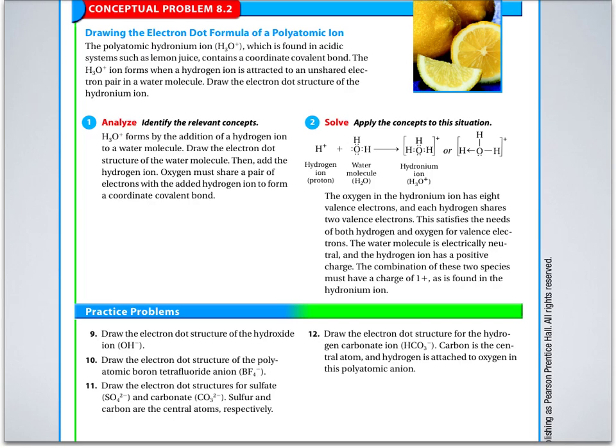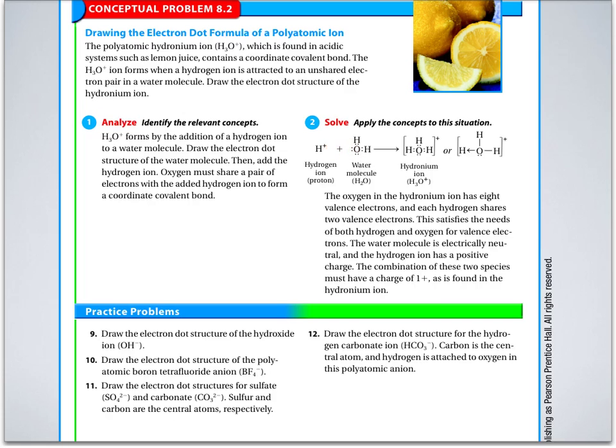All right, so let's take a look at the example problem. They've got H3O plus. It forms by the addition of a hydrogen ion to a water molecule. Pretty common stuff. In fact, that's acid. When we have H3O plus, we have an acid. So anything that contains an acid is going to contain this. So if we look at this, we've got this hydrogen atom, or hydrogen ion. It is just a hydrogen. So basically it's just a proton. That's all it is, running around.